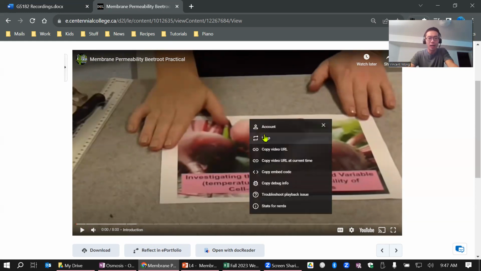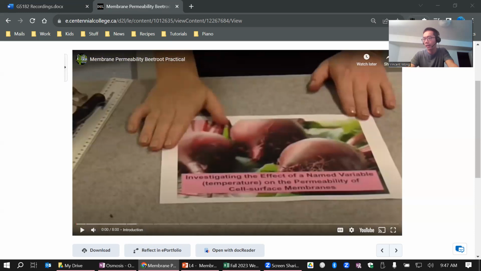So here, I'll even copy the video link and post it in the chat box. All right, there you go. But you can find it, right? You watch that first. It's a permeability lab.